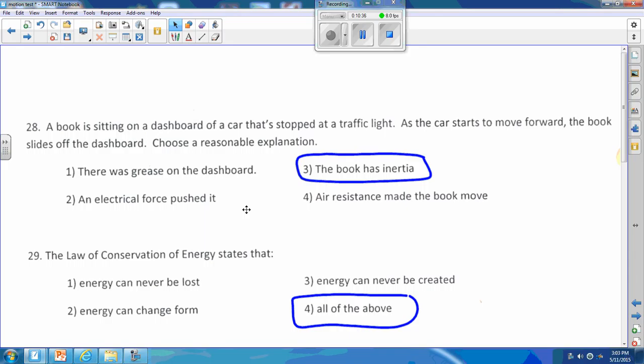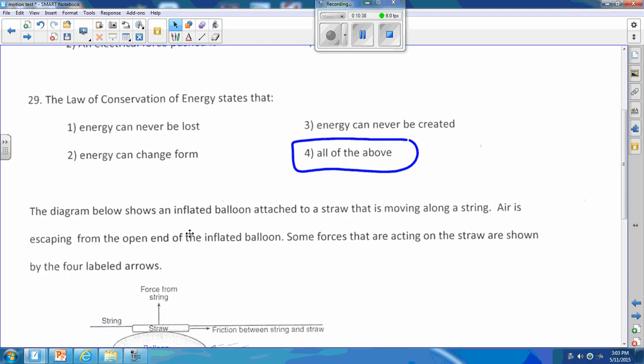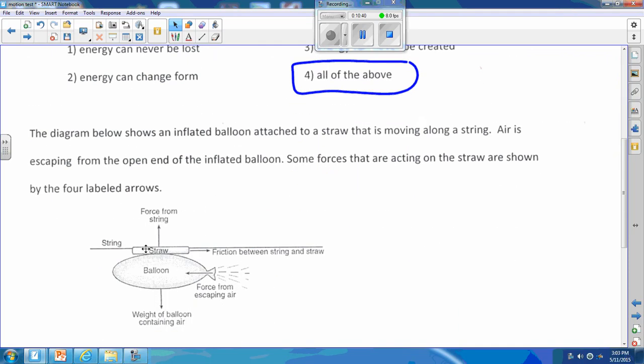And finally, question number 30. Question number 30 is showing you a balloon. The balloon is on a string. There's friction between the string and the straw. Now it says, the diagram below shows an inflated balloon attached to a straw that's moving along a string.